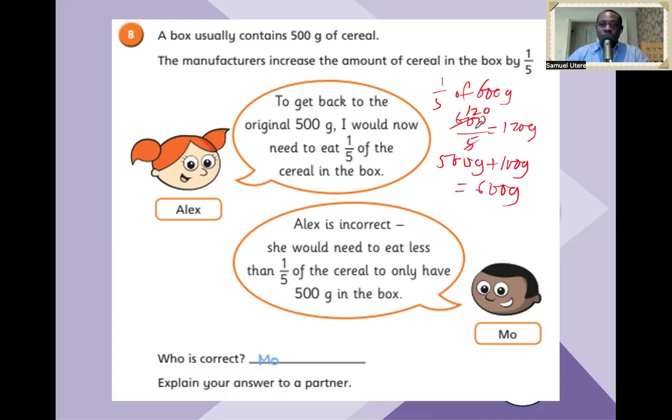So if we do 1/5 of 600, it means we're going to be taking 120 from the box of 600. So if I do 600 minus 120, you carry 1 from there, take 1 from there. That's 1. That's 5. 10 minus 2 is 8. 5 minus 1 is 4. So it's less than 500. So she's not right. So you can see why Mo is right. You need to eat less than 1/5 of the cereal to get back to 500.